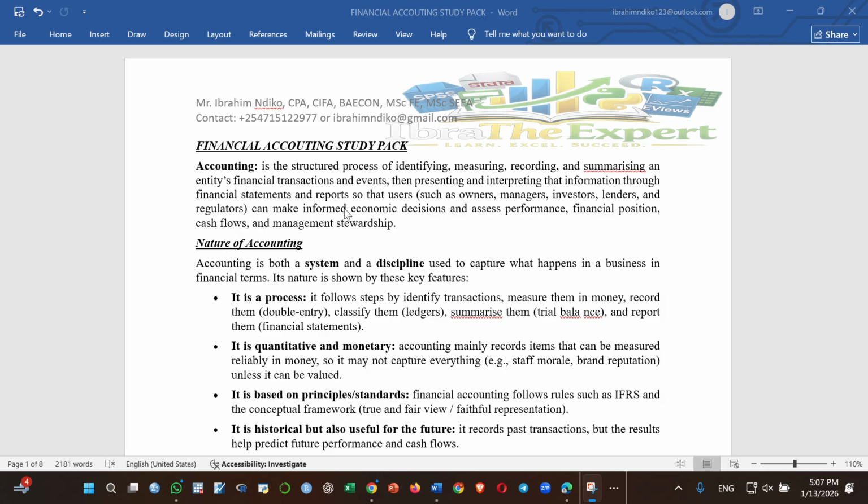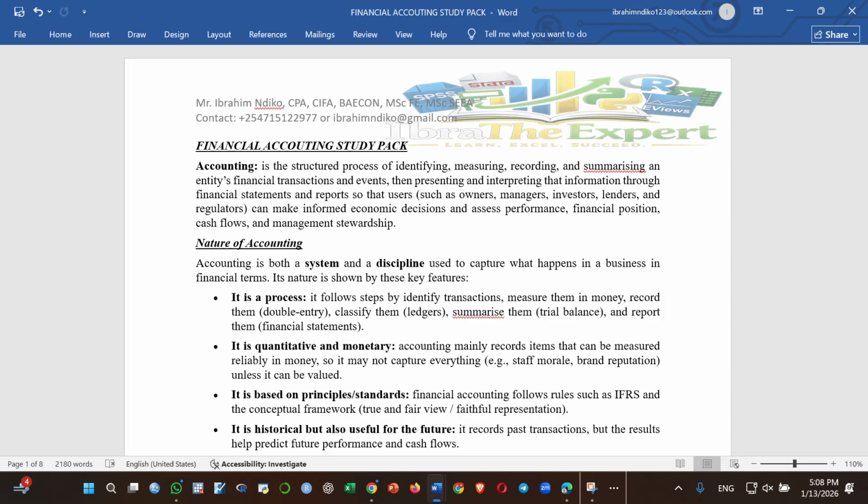Once we record them, we summarize. We summarize them by coming up with a trial balance. That one is fine. Then we report them using the financial statements. That is from our definition. So we identify the transaction, we measure them, we record them, then we classify them. So how do we classify the transactions? If it's an asset, we put it under asset. If it is an expense, we classify it as an expense. If it's a liability, we classify it as a liability. If it is a what? An equity item, we classify it as an equity item, and so on.